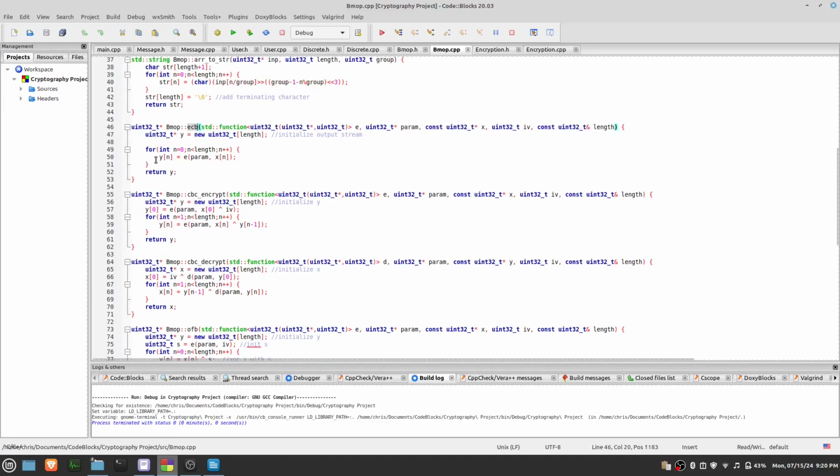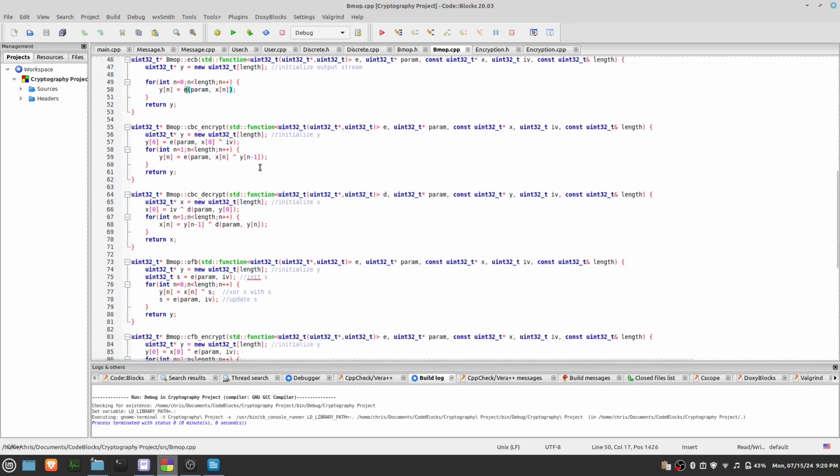ECB, electronic codebook. Like I said, you literally just encrypt them one by one. CBC. So there are 2 methods, one for encryption, one for decryption. Each iteration, you take your current integer, XOR it with the previous encrypted integer, and then encrypt that.